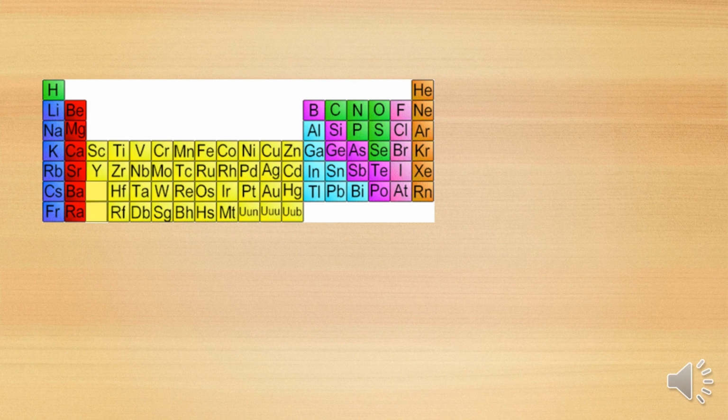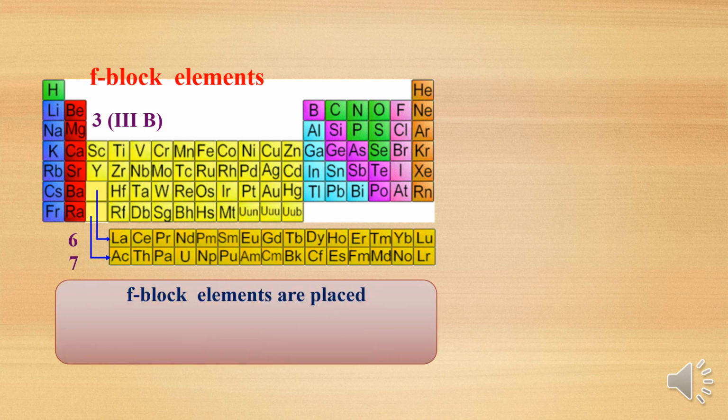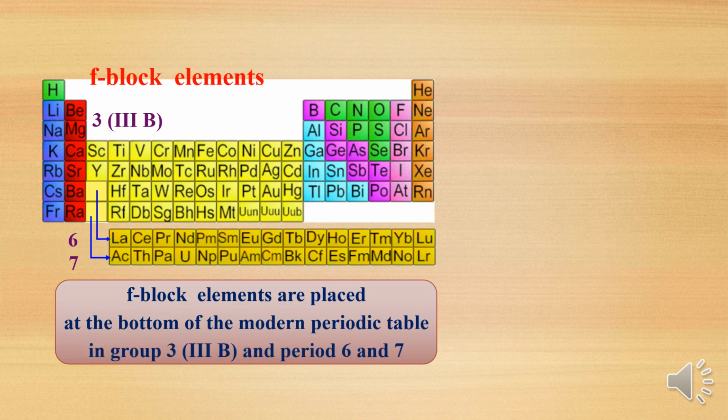In the periodic table you can see in the third group, lanthanum and actinium. After lanthanum and after actinium, whatever elements come, after lanthanum there are 14 elements, and after actinium there are 14 elements. So 14 plus 14, that is 28. These 28 elements are called F block elements. They come in the third group, in the 6th and 7th periods. F block elements are placed at the bottom of the modern periodic table in group 3 and periods 6 and 7.